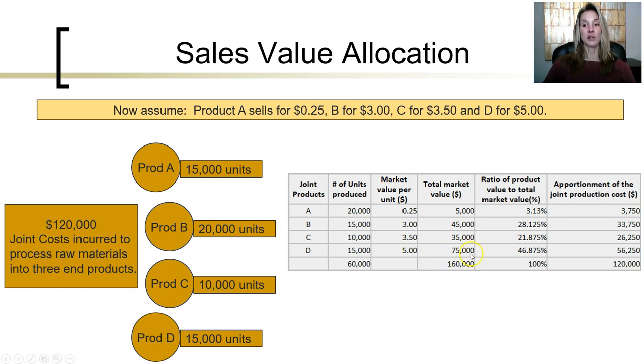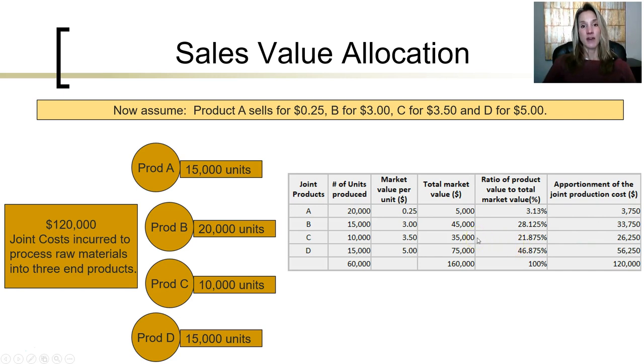Of that $160,000, product A is $5,000 worth of it. The $5,000 sales value of A divided by the total value of $160,000 means A's value as a portion of the total is 3.13%. Thus, A is going to be allocated 3.13% of the joint cost of $120,000, or $3,750. Product B, total sales value of $45,000 of the total sales value for all products. 45,000 divided by 160,000 is 28.125%. So product B will be allocated 28.125% of the 120,000 joint costs, or $33,750.